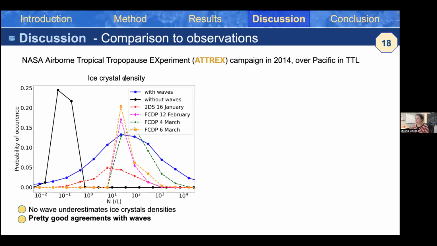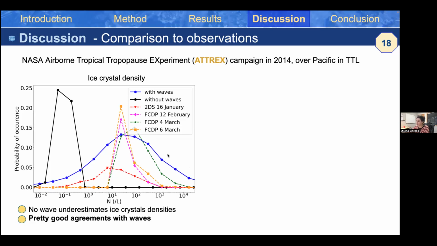We first looked at the ice crystal density. I'm showing it on this graph for the simulation without the waves in black and with the waves in blue with the circles. As you can see, without the waves, the ice production is not realistic, it's too low. But when we add the waves, we have ice production that is closer to the observations.